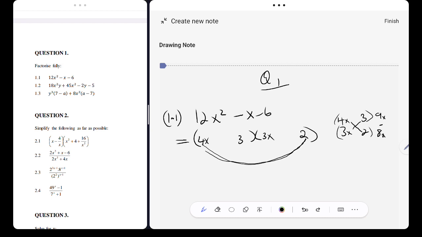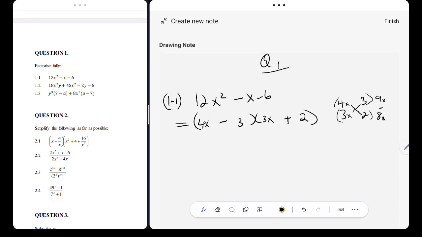How can we do that? So here we'll have a minus, minus and a plus there together. And then for 1.2, we must factorize 18x squared y plus 45x squared minus 2y minus 5. I forgot the negative 2y and minus 5 there.